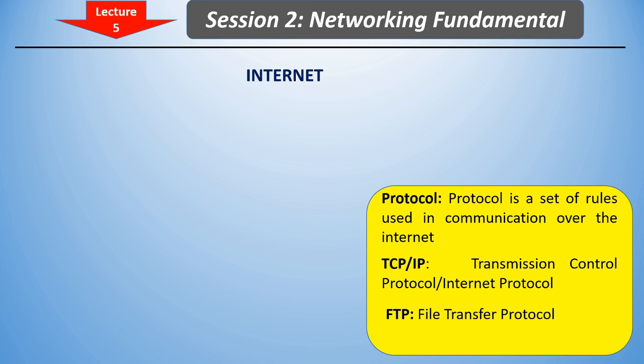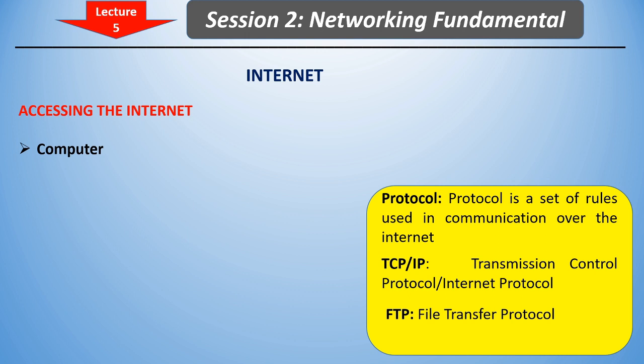Now we will learn about accessing the internet, which means what devices or things are used to access the internet. To access the internet, the following things are required. First, a computer. A computer is essential to access the internet, whether it is a desktop, laptop, notebook, tablet, or even a smartphone.